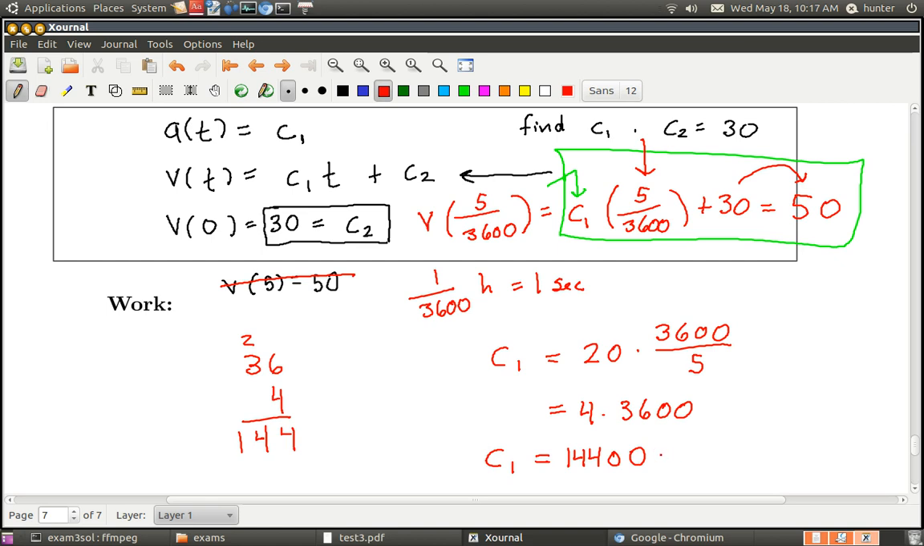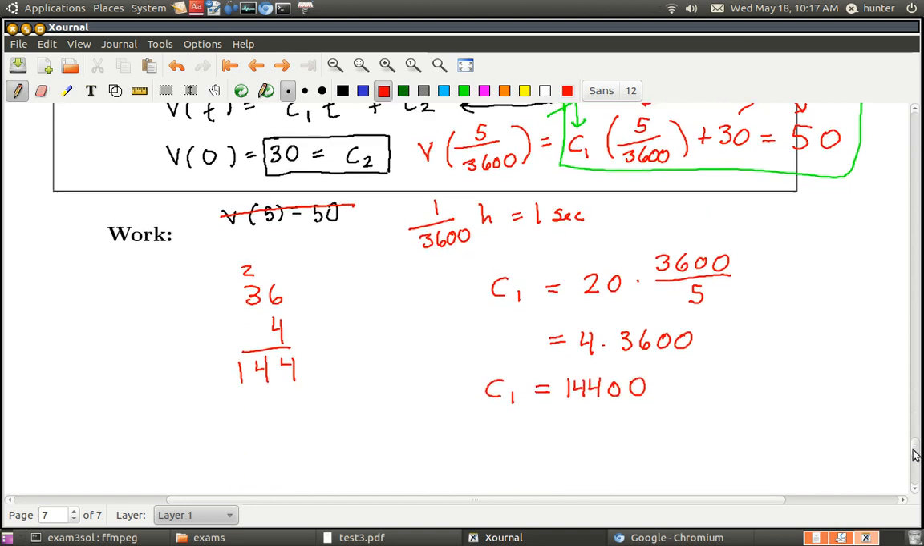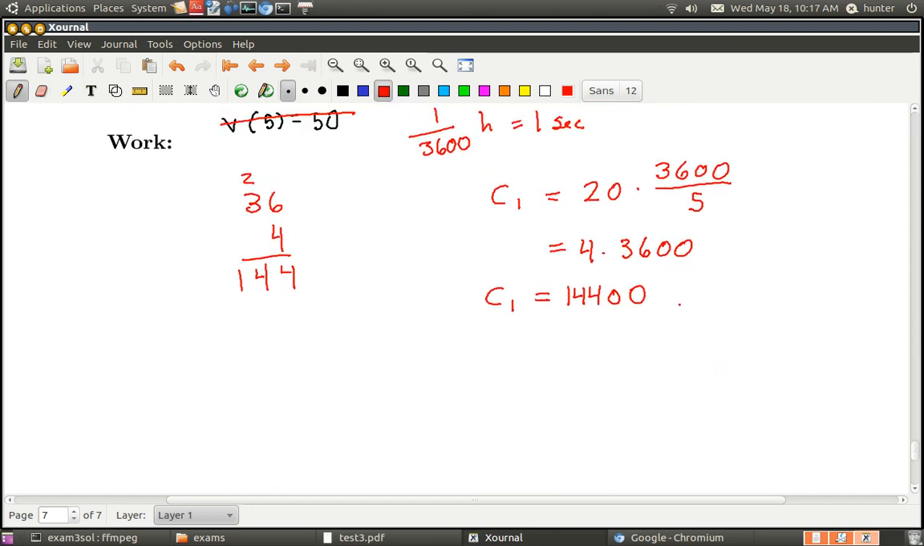And what is this? This is acceleration, right? So c1 was the rate of acceleration. And so what are the units? It's going to be miles per hour per hour, so miles per hour squared. And this is the answer.